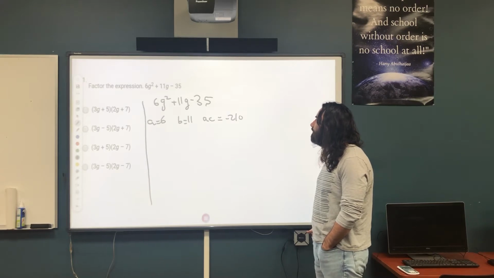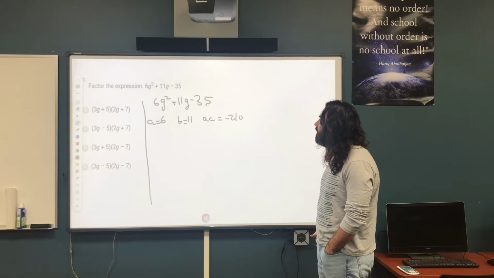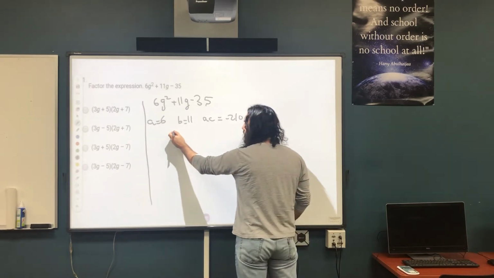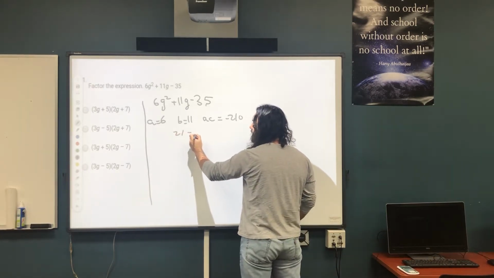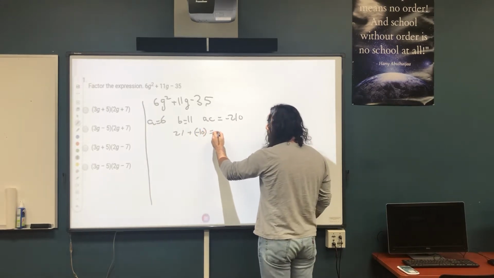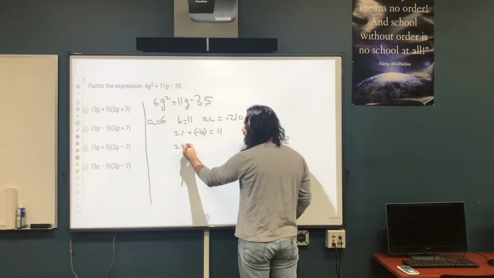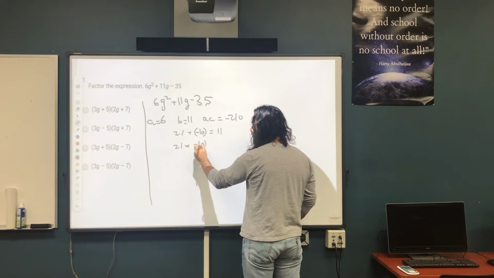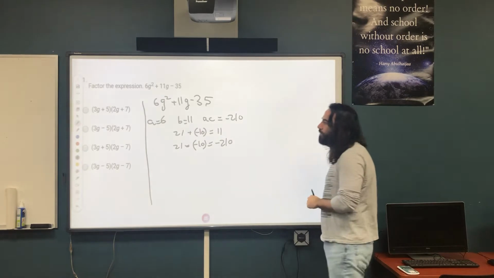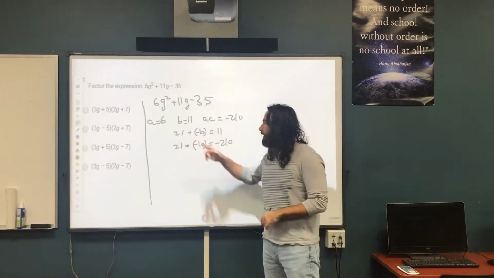I would say 21 and negative 10. The two numbers are 21 plus negative 10, which equals 11. And if you multiply them, you get negative 210. So these are the two numbers, 21 and negative 10.